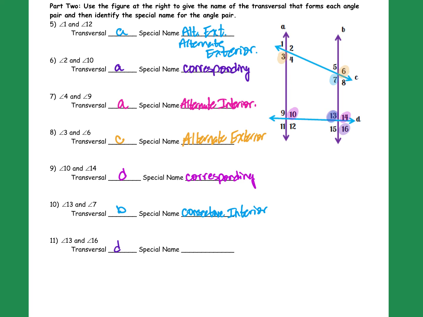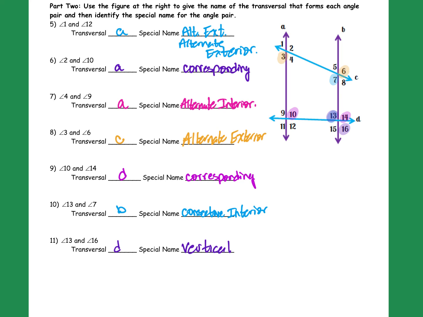And what type of angles are 13 and 16? Corresponding? No. Consecutive? No. Alternate? Look at your definitions on the last page. Flip your page over. Vertical. Vertical, very good. Hey, well, that was good though. He said each other.